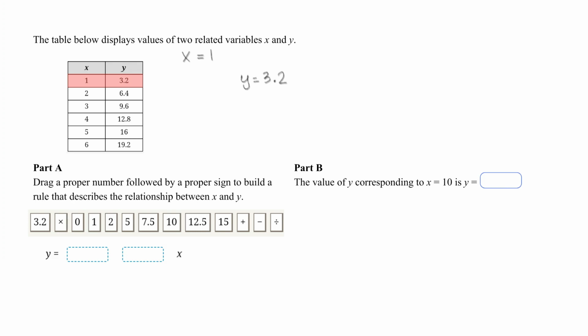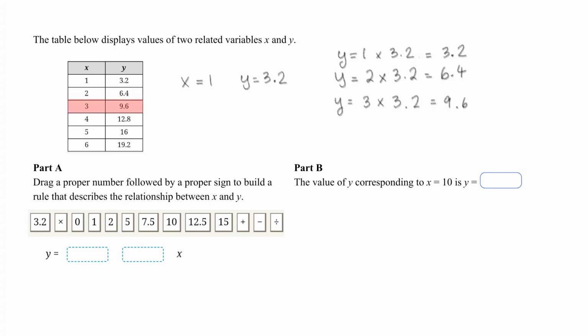Let's see if we are multiplying x by something to get y. If x is 1, and we multiply it by 3.2, we get 3.2. That works. Check the rest of the table. Does this multiply by 3.2 rule work for the other numbers? 2 times 3.2 is equal to 6.4, yes. 3 times 3.2 is equal to 9.6, yes. 4 times 3.2 is equal to 12.8, yes. Since multiplying x by 3.2 works every single time, our rule is y equals 3.2 times x.